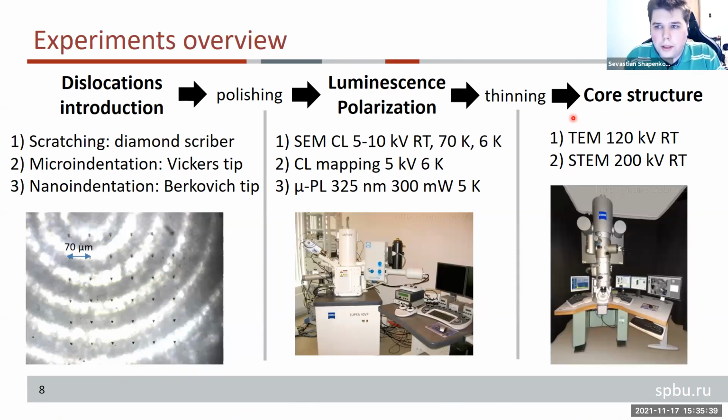So this is a very brief overview of how we perform our experiments. First of all, we need to introduce dislocations in gallium nitride crystals. We do this by scratching or by microindentation. As you can see in this picture, there are bricks of the nano-indenter. Then we study the luminescence and polarization using photoluminescence techniques. And we also study the core structure using different transmission electron microscopy techniques.